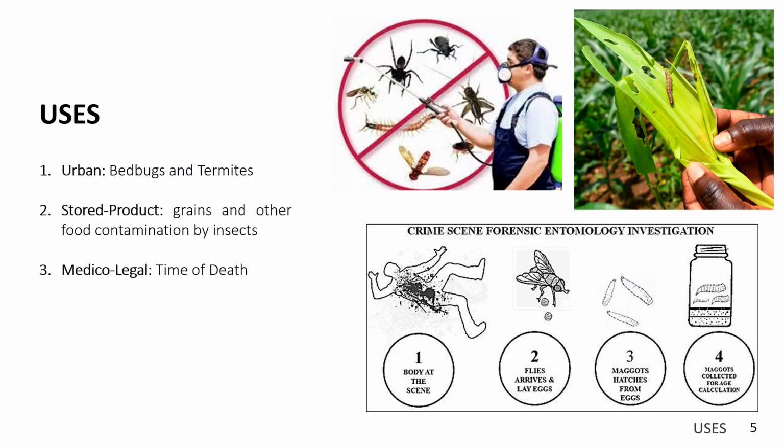Uses can be broadly classified into urban, stored product, and medicolegal cases. Urban use is on a household basis, like for termites, bed bugs, or any parasite infestation in our household services. Stored product use is for grain and food contamination by insects, or any storage products. And medicolegal cases use forensic entomology for determining the time since death.